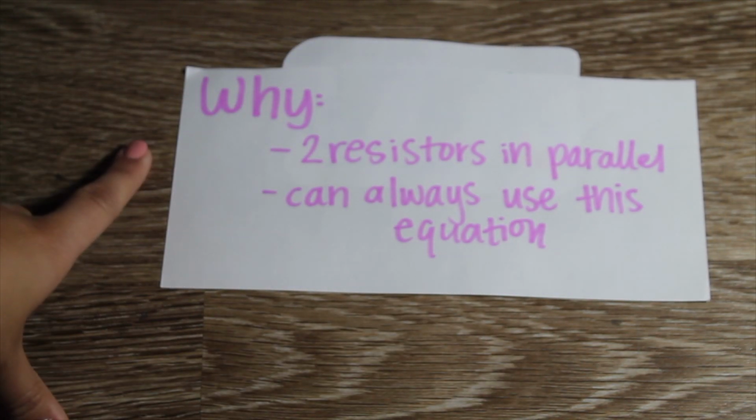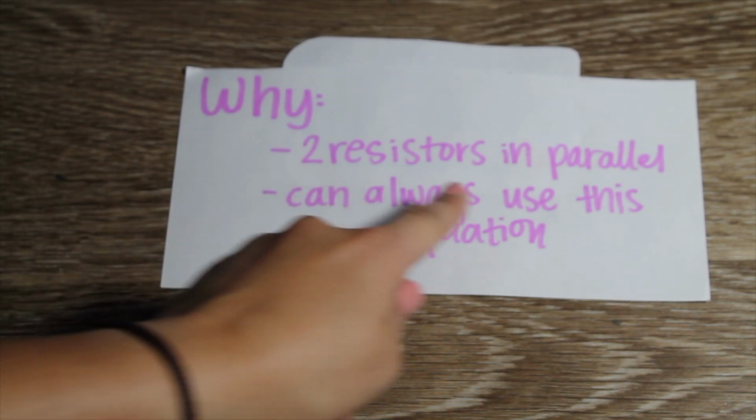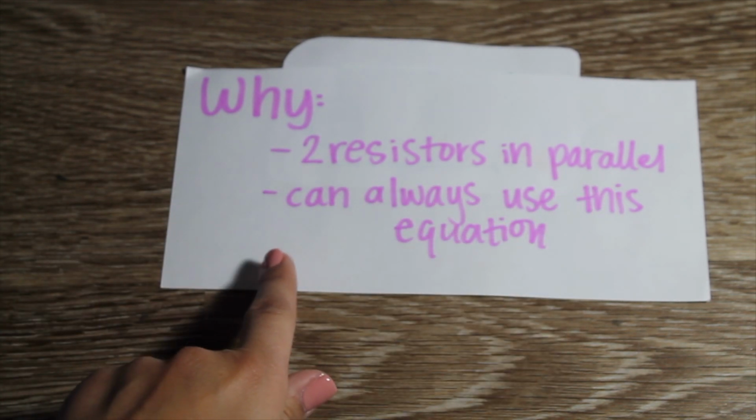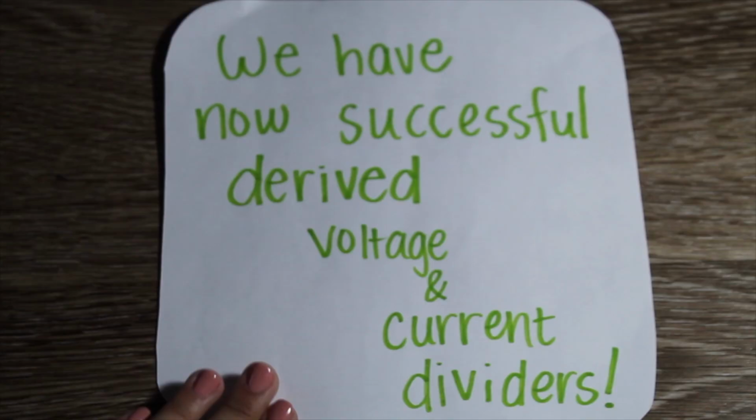So why did we do this? We have two resistors that are in parallel with a current source and two different currents going through them. We can use this equation. We have now successfully derived voltage and current dividers.